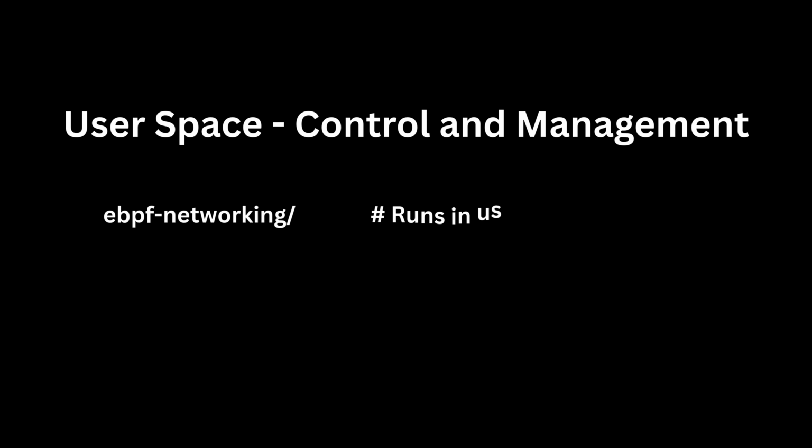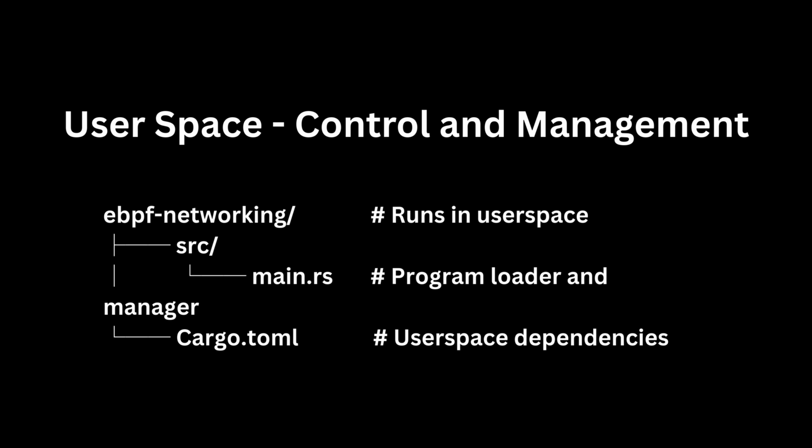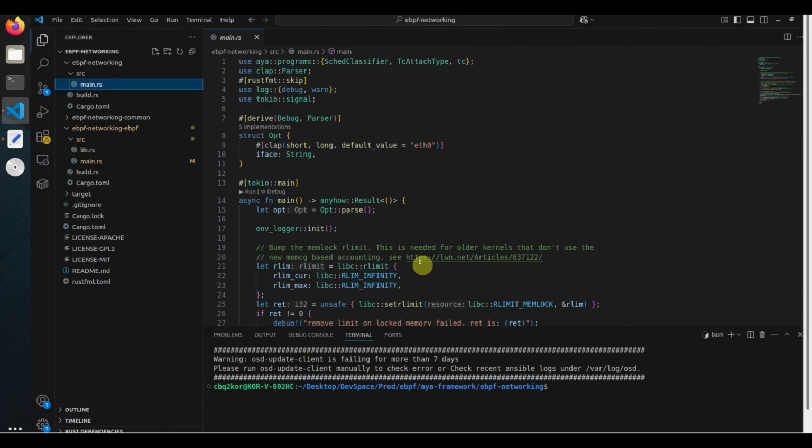User space, control and management. Now that we have seen our common structures in the common library, like eBPF network common, and then the kernel space, it's time to see what our user space program does. The main thing over here is that we are using async Rust with Tokio. So why are we using that? We are using this so we have an async runtime. This enables non-blocking IO and efficient event handling. That's the reason we're using the Tokio crate.